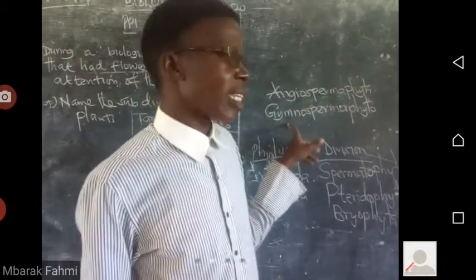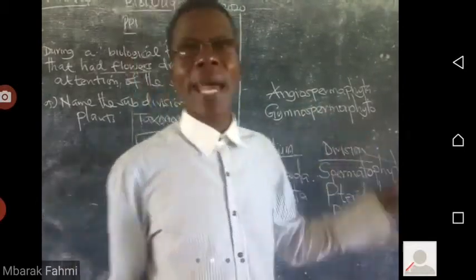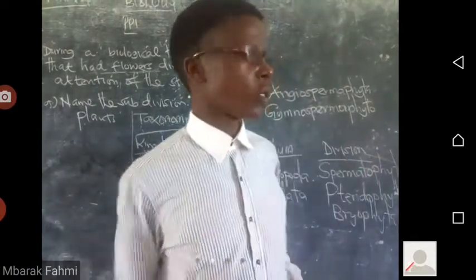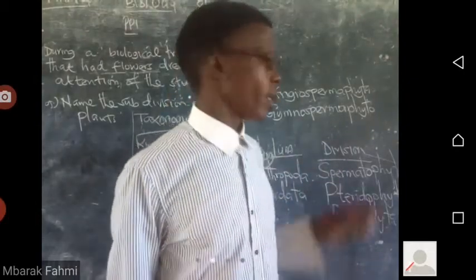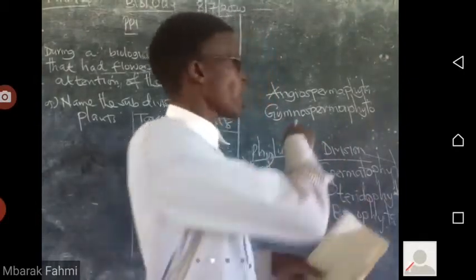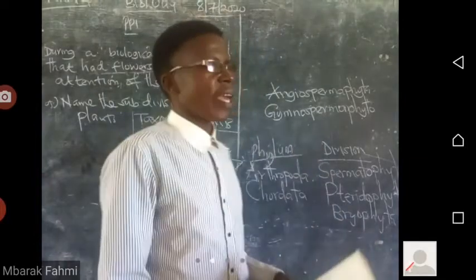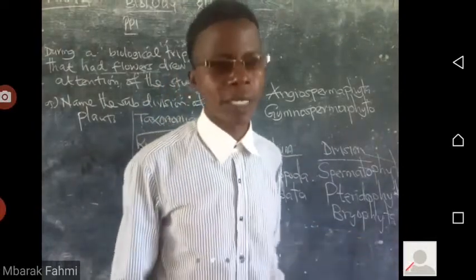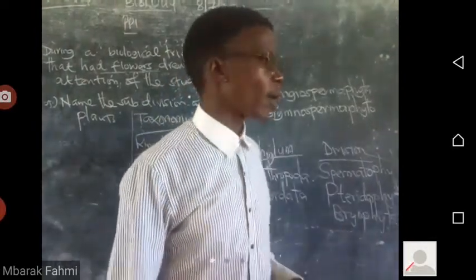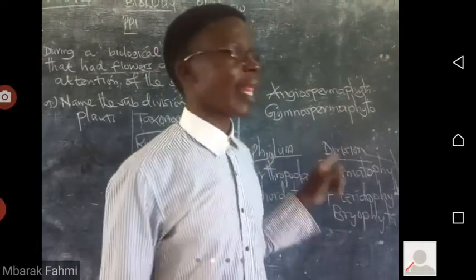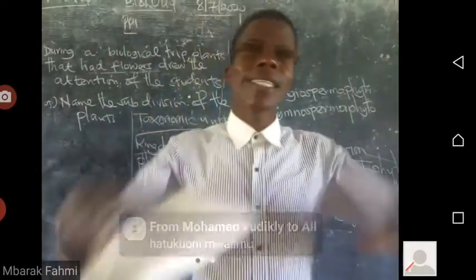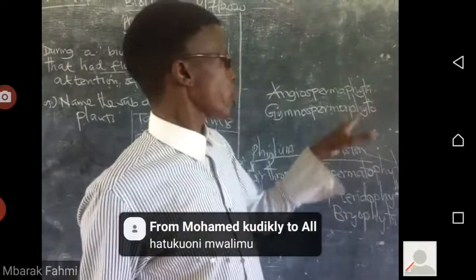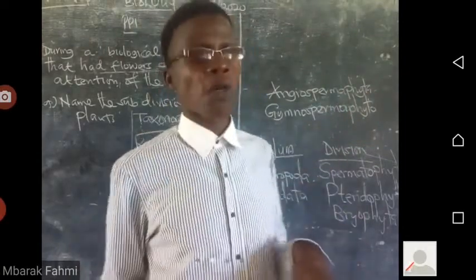But the Gymnospermophyta comprise plants which just bear cones. They bear cones of two types: the female cones and the male cones. They don't bear flowers, they lack flowers, and they bear naked seeds. Their seeds are not enclosed within a fruit wall. Those are some of the characteristics to distinguish the angiosperms from the gymnosperms.